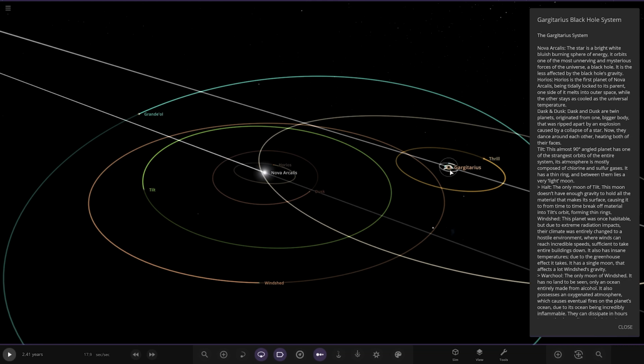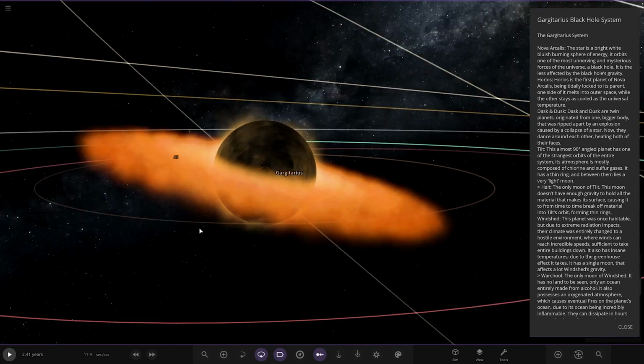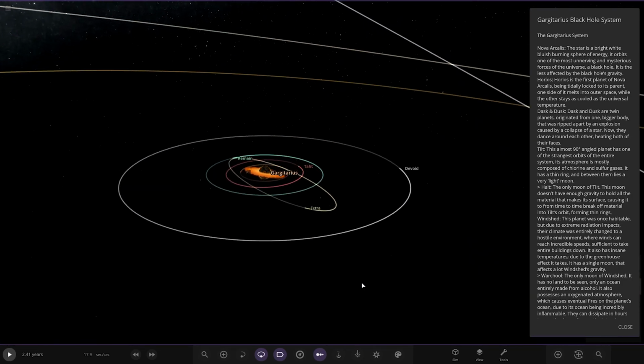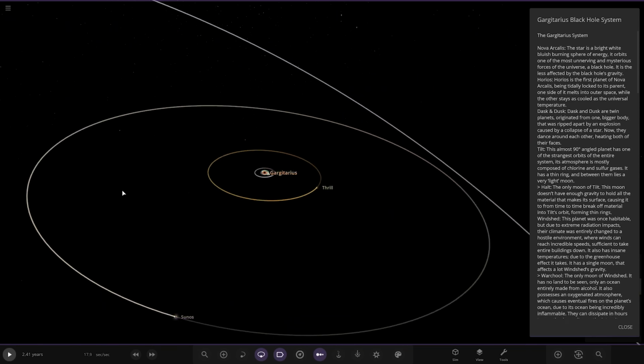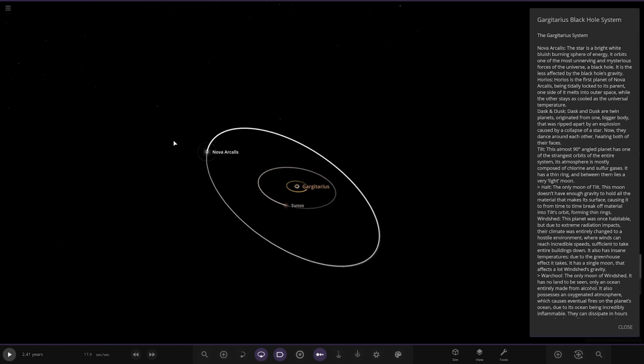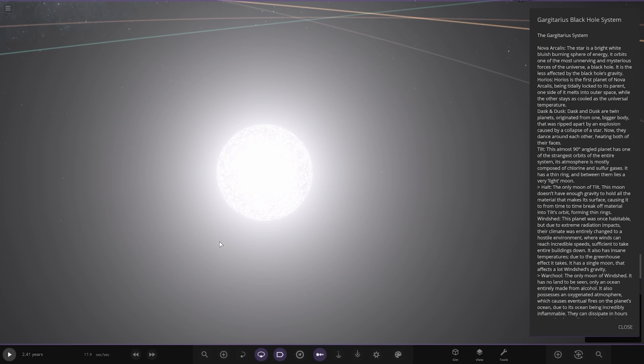Right, what have we got? So there it is. The monster itself. Oh yeah. That's looking pretty badass. Yes, look at that. Okay, cool. So the gargantuous black hole system. Nova Arakalis. So where are we? So that is the star, I'm guessing. There it is. The star is a bright white, bluish, burning sphere of energy. It orbits one of the most unnerving and mysterious forces of the universe, a black hole. It is less affected by the black hole's gravity.